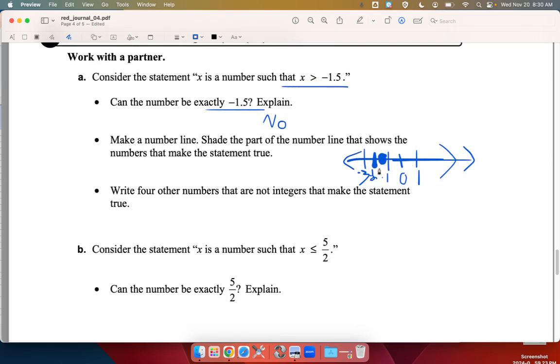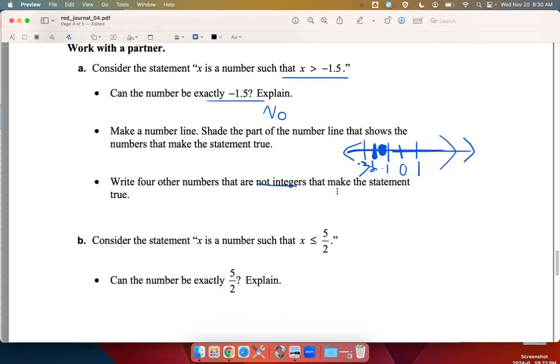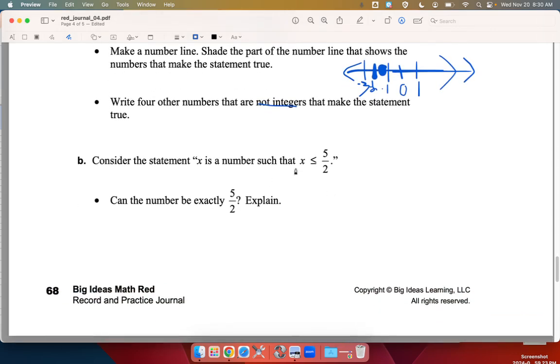4 other numbers that make the statement true. Again, we can find a bunch of them that are not integers. So that would be like 1.3 and 13.7 or 1 1/2, all those different things. Again, saving some time, I won't graph this guy. We do in class. We can talk again about how to graph it. But the statement x is a number such that x is less than or equal to 5/2. Can it be exactly this number? Yes. Why? Because it is less than or equal to this value here. So it can include that.